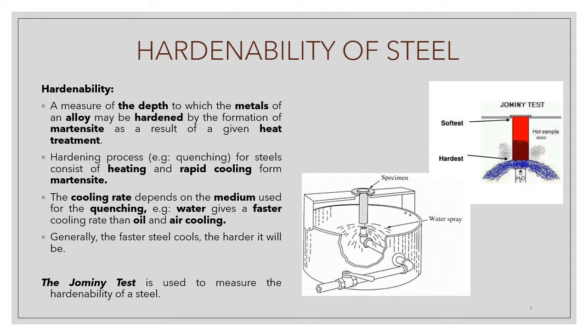What kind of test do we use to measure the hardenability? The test is called the Jominy End Quench Test. As you can see from the picture, water is given at the end of the heat-treated steel, which is the hot sample. So this part will cool faster compared to other areas. And here are the apparatus for the Jominy End Quench Test.